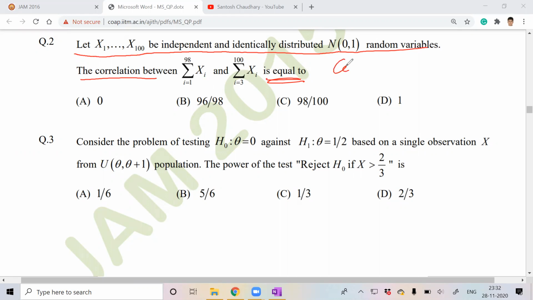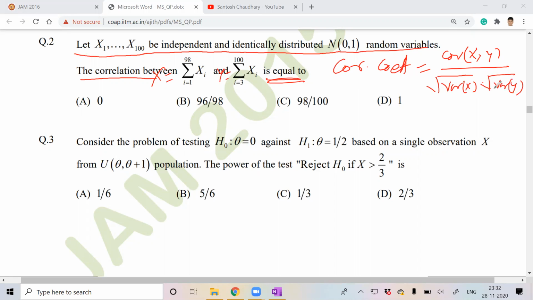So what is the formula for the correlation coefficient? If I call the first one X and the second one Y, then the correlation coefficient between X and Y is covariance of X and Y upon the square root of variance X and the square root of variance Y.